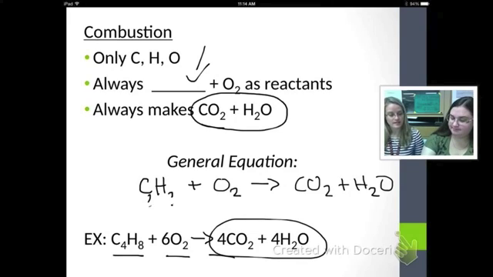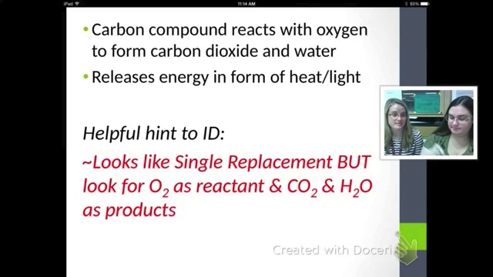All right, so now we're going to look at some example equations. One more. A carbon compound reacts with oxygen to form carbon dioxide and water. That's our general definition for combustion. It releases energy in the form of heat or light. Very commonly, you get an explosion. Now, your helpful hint. This one's actually written on the screen for you since it's so long. When you're looking at it, it looks like a single replacement reaction, but you have to be aware that oxygen is a reactant and CO2 and H2O are products. And that's the key thing.